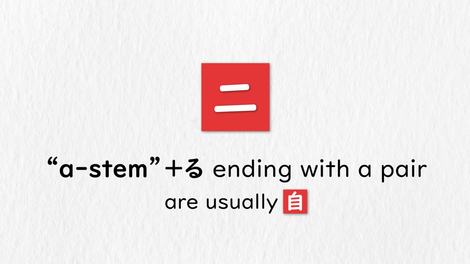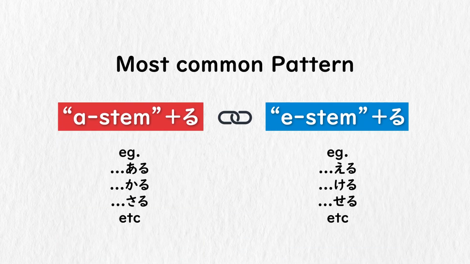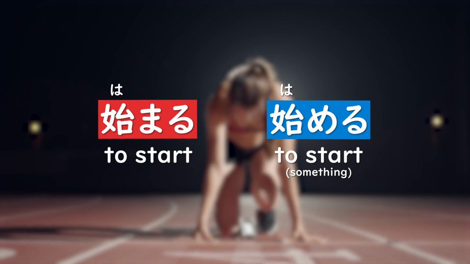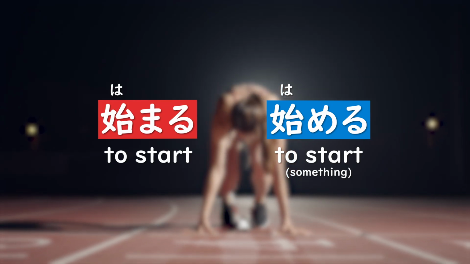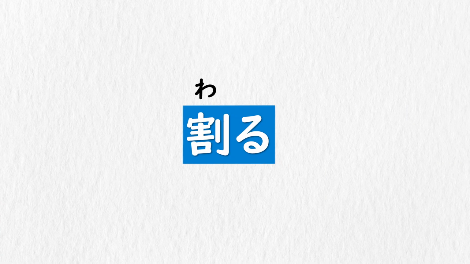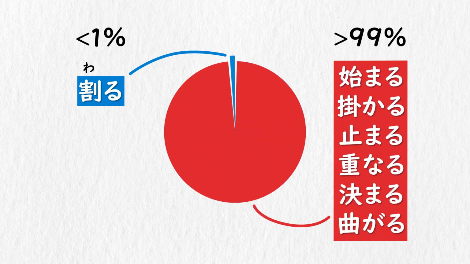Alright, and the next rule is that aru ending verbs that have a pair are usually jidoushi. The most common pair for this are verbs ending on aru and eru. We can remember this by thinking of the verb aru, to exist. Examples: hajimaru and hajimeru, kakaru and kakeru, tomaru and tomeru. Once again, this rule does have exceptions, but it applies for the overwhelming majority of words.